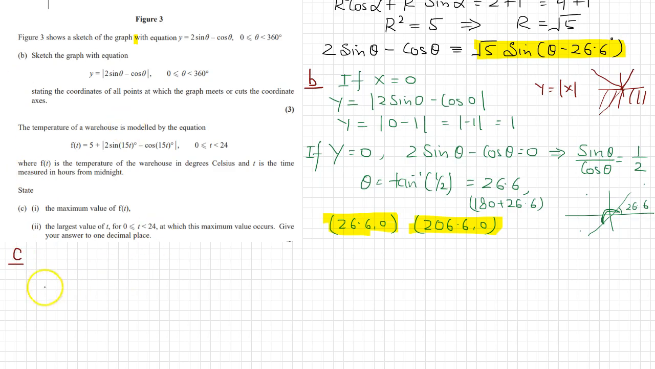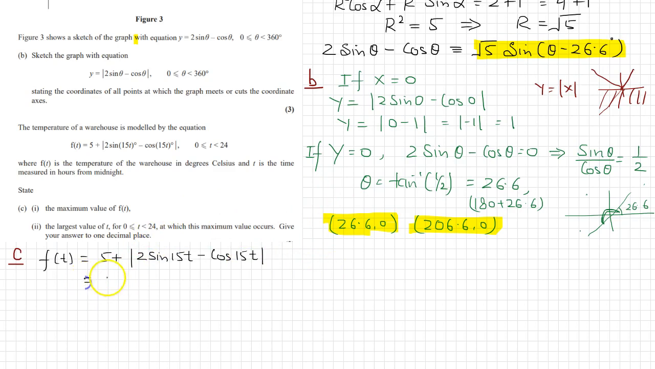Part C. f(t) is equal to 5 plus the absolute value of 2 sine 15t minus cos 15t, for time 0 to 24, where f(t) is the temperature of the warehouse in degrees Celsius and t is the time measured in hours from midnight. Find the maximum value of f(t). What is the maximum value of this?